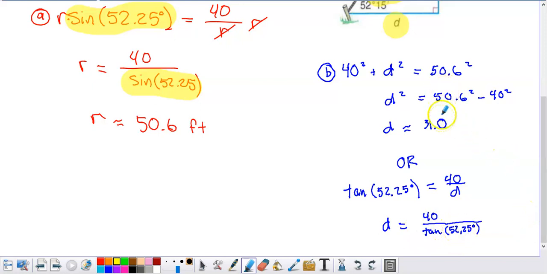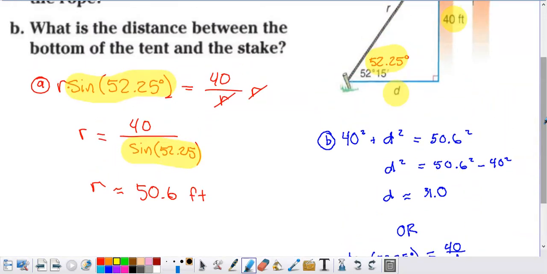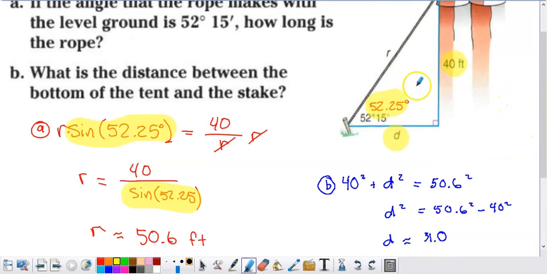You'll notice I actually did this a different way. I'm guessing what you're probably more comfortable with, because you've been using this for a few years already and you use it more often than you use sine, cosine, and tangent, is a little easier to manage. I've used the Pythagorean Theorem. In part A, we determined that this hypotenuse measured 50.6 feet.